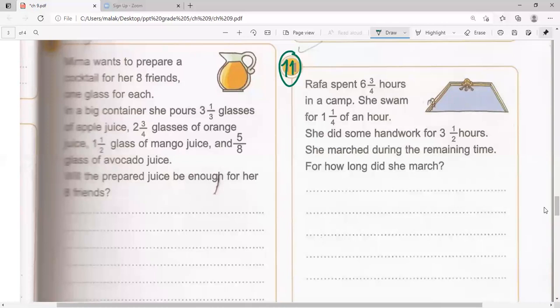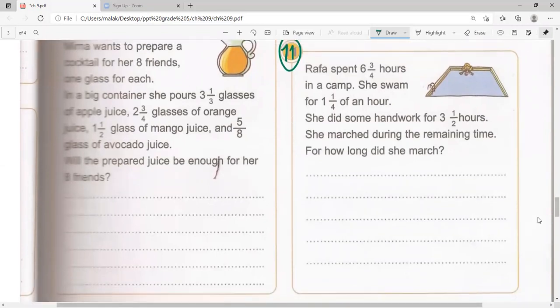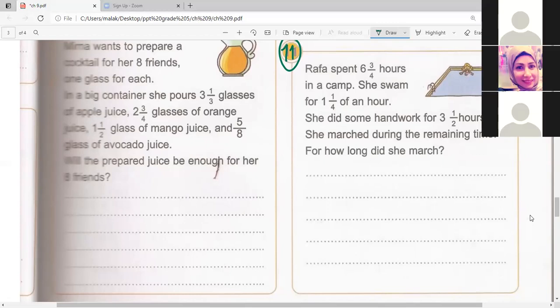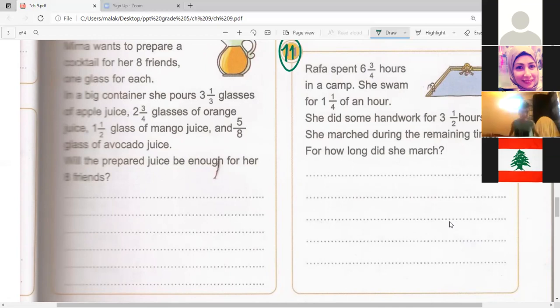What do I mean by march? Do you know what I mean by marching? Jogging? Not slow running. Exactly, that's it. Marching like the army. This is marching. How many hours did she spend in the camp? 6 and 3 over 4. Exactly.